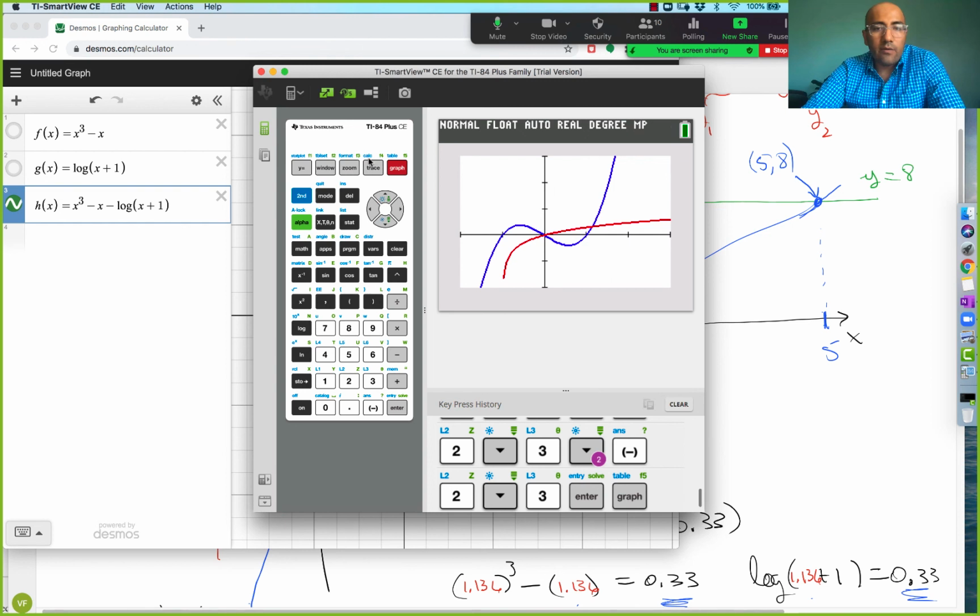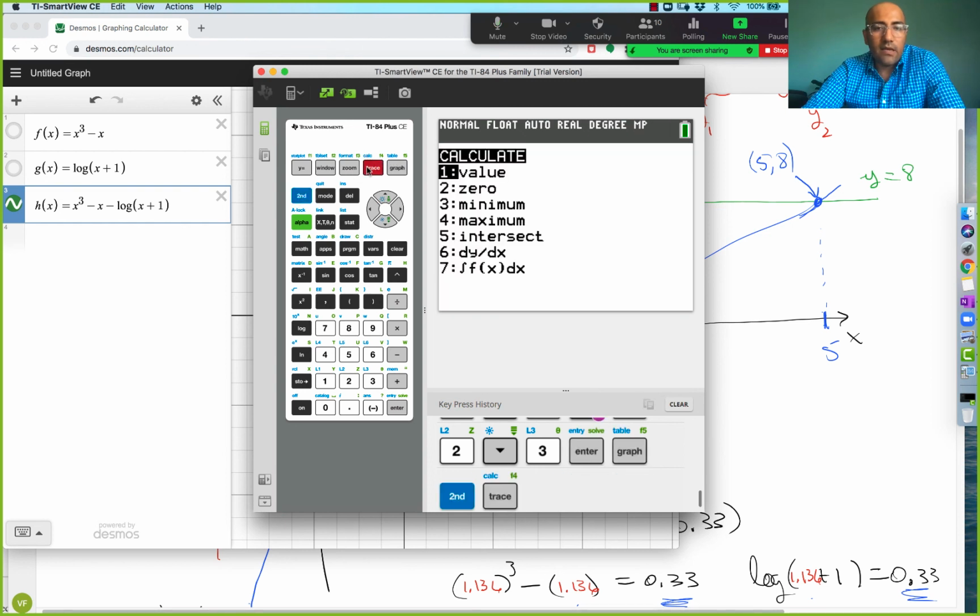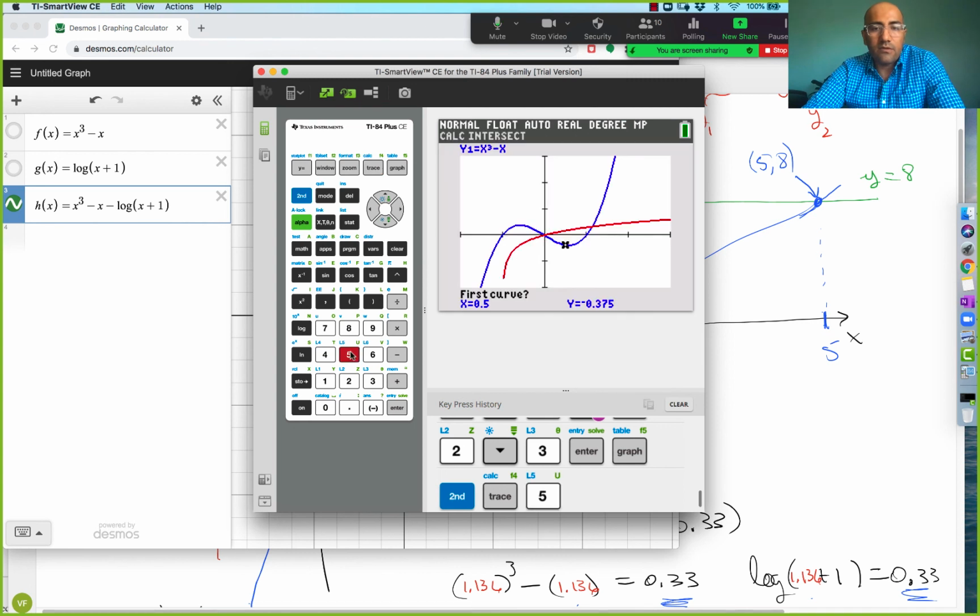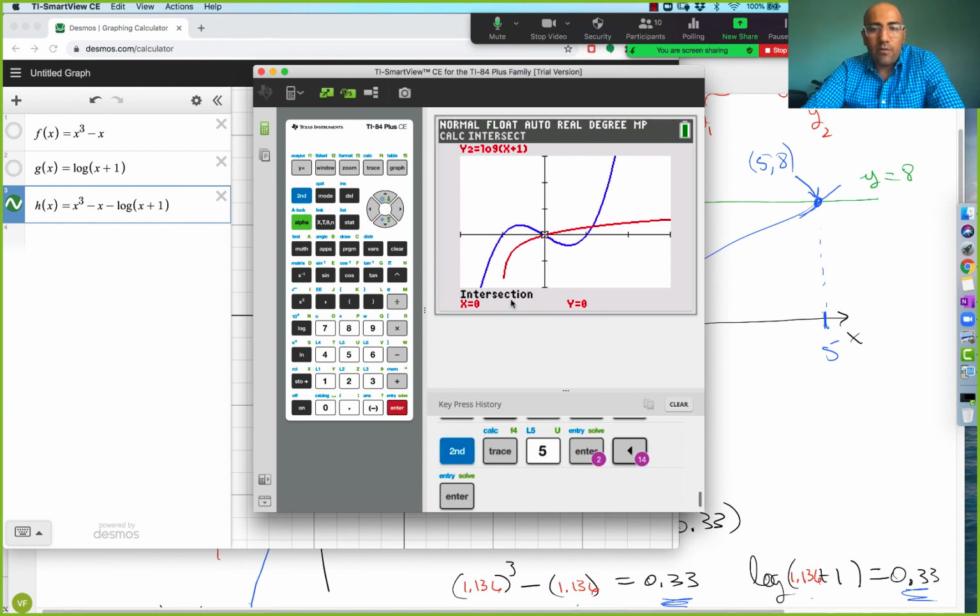You go right here where it says calculate. You're going to hit second, calculate. Intersect is the 5th option down. And then you're going to select the first curve, select the second curve, and then you're going to guess. You go right over there and guess. Hit enter. Okay, now we know that the intersection really is 0, 0, and we know the x coordinate is our solution, not the ordered pair.